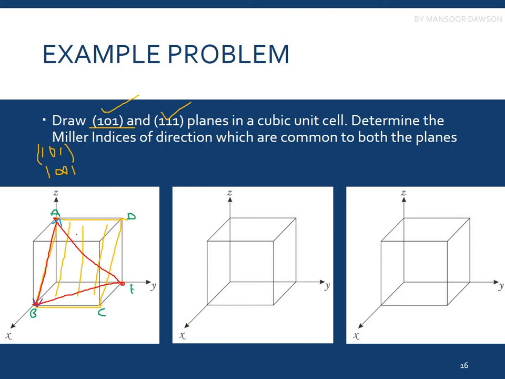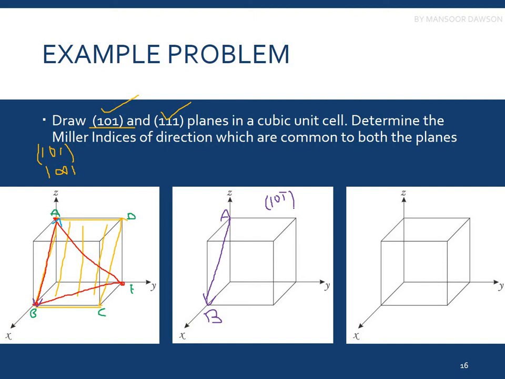Okay, if we calculate the direction from A to B, that is this one. A is the origin and we have moved to Z, so Z would be negative. There is no Y over here, so Y would be 0, and there is 1 towards X, so this would be the direction of the common line.